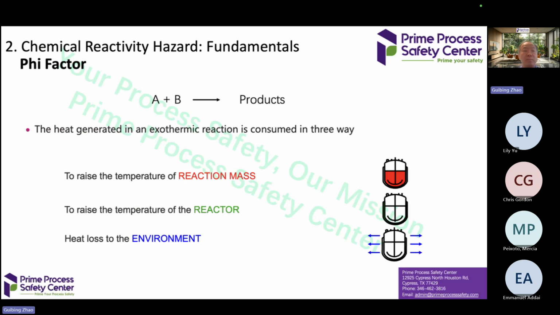Chemical reactivity hazard, the fundamentals. Next, we're talking about the phi-factor. For any reaction, in any scale of reactor, for example, we assume A plus B produces a product, whatever it is. The energy released by the chemical reaction, where does this energy go? Usually, for any type of reactor, the energy goes to three parts. The first part raises the temperature of the reactants. The second raises the temperature of the reactor itself. And the third is heat loss to the environment.